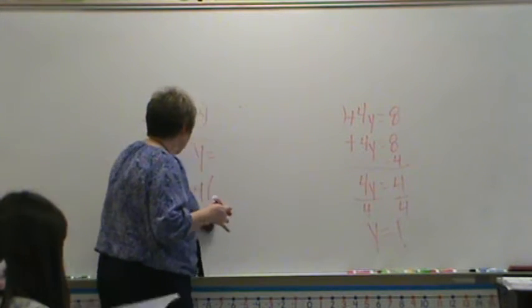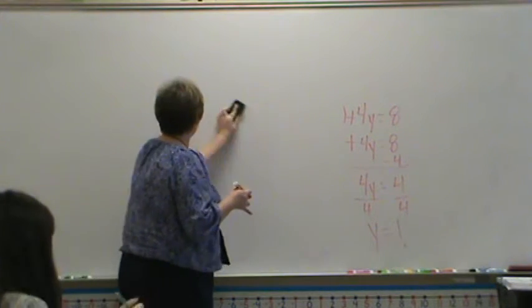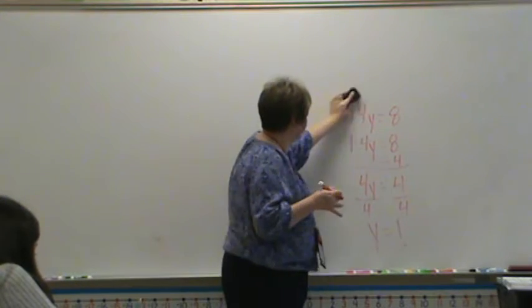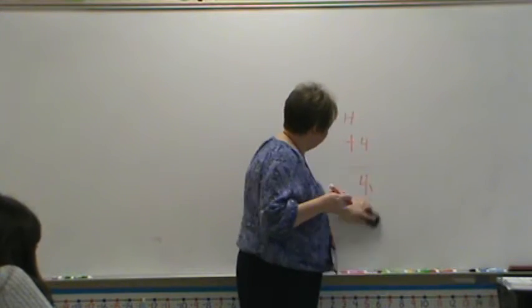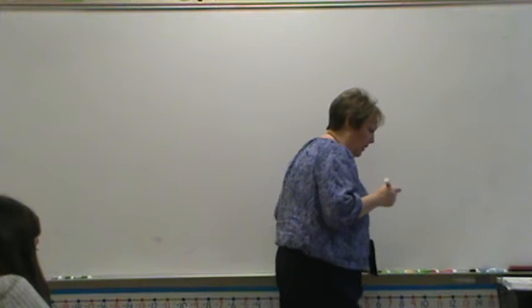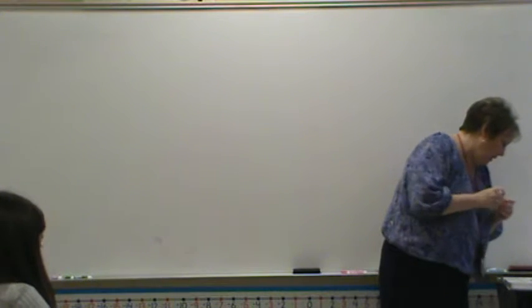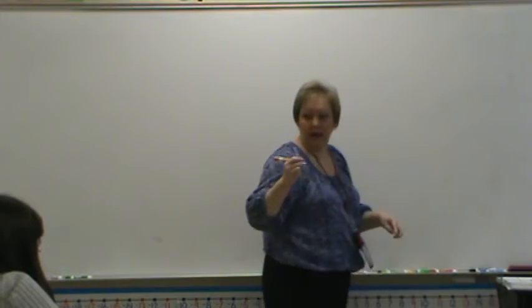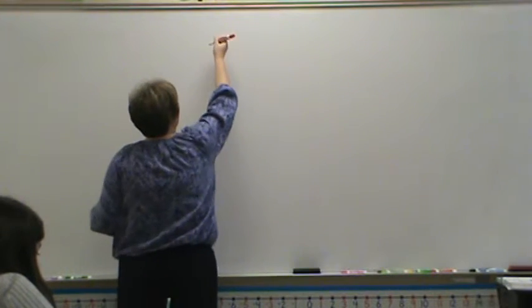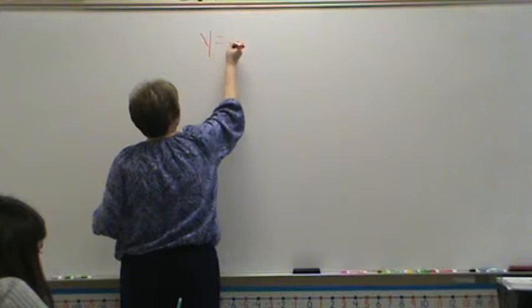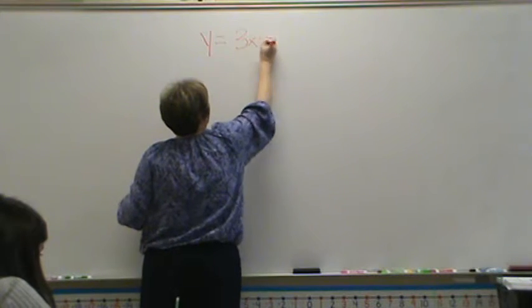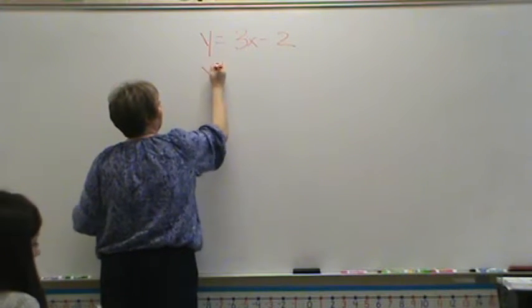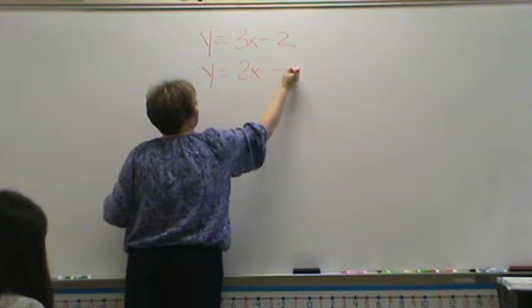I want to pose another problem to you. Can we mark number 11? It's the last one. Number 11. Yeah, we can work it real quick. Call it out to me. Okay. y equals 3x minus 2. Uh-huh. And y equals 2x minus 5.